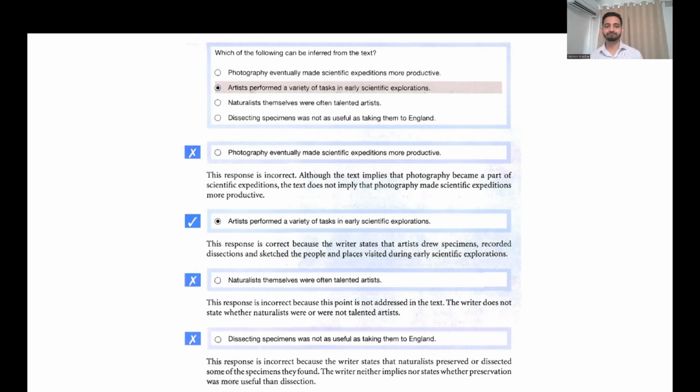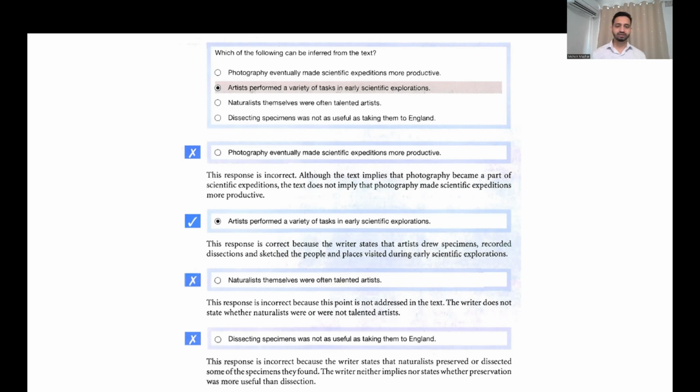It doesn't talk about anything that implies that photography was more productive than the artist's drawings. Okay. Now the second option, artists performed a variety of tasks in early scientific explorations. This response is correct because the writer states that artists drew specimens, recorded dissections, and sketched people and places visited during early scientific exploration. So they've done quite a lot of work, and a variety of tasks refers to that. So that's the correct option here.